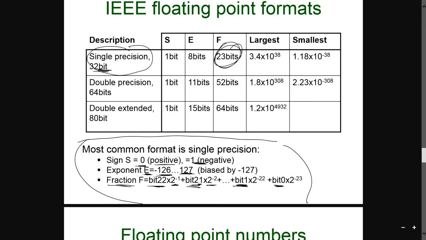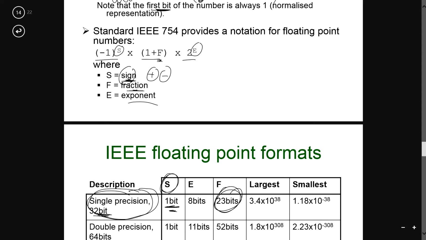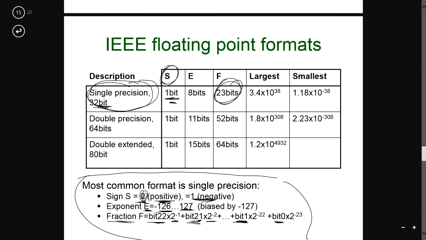So for single precision, how you use it is, for example, your S is 1 bit. If it's 0, it tells you that it's a positive number. If it's 1, it tells you it's a negative number. So this is how it is worded. So S, then times 1 plus F, where F is a fraction. Your exponent is 8 bits. So 8 bits can represent -126 to 127.